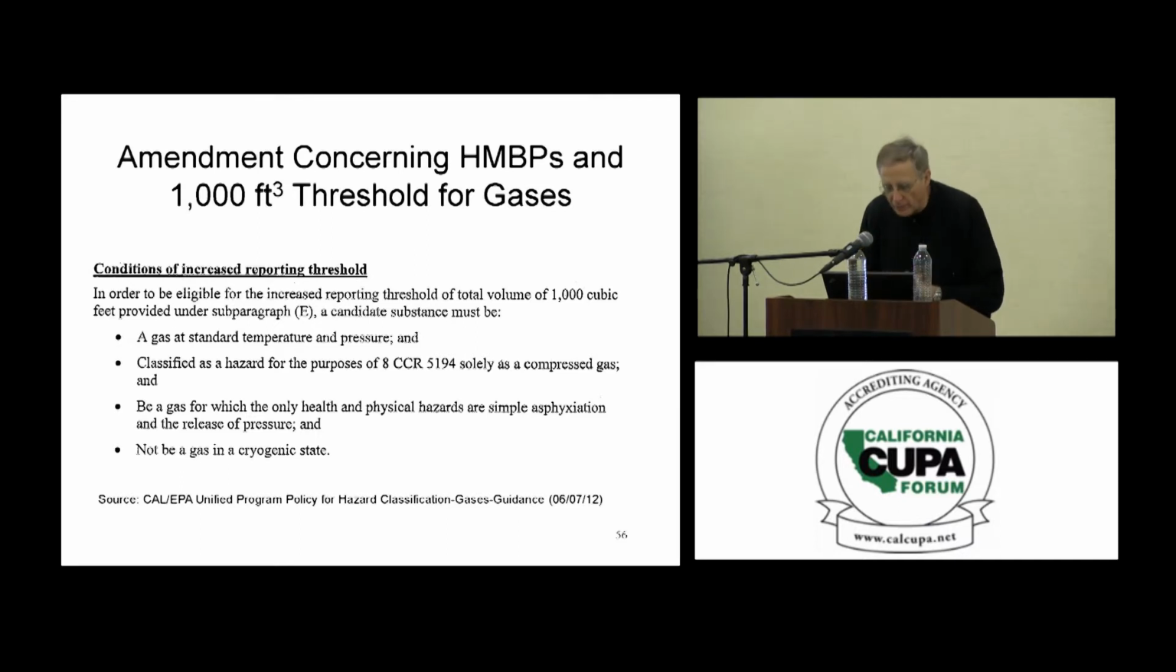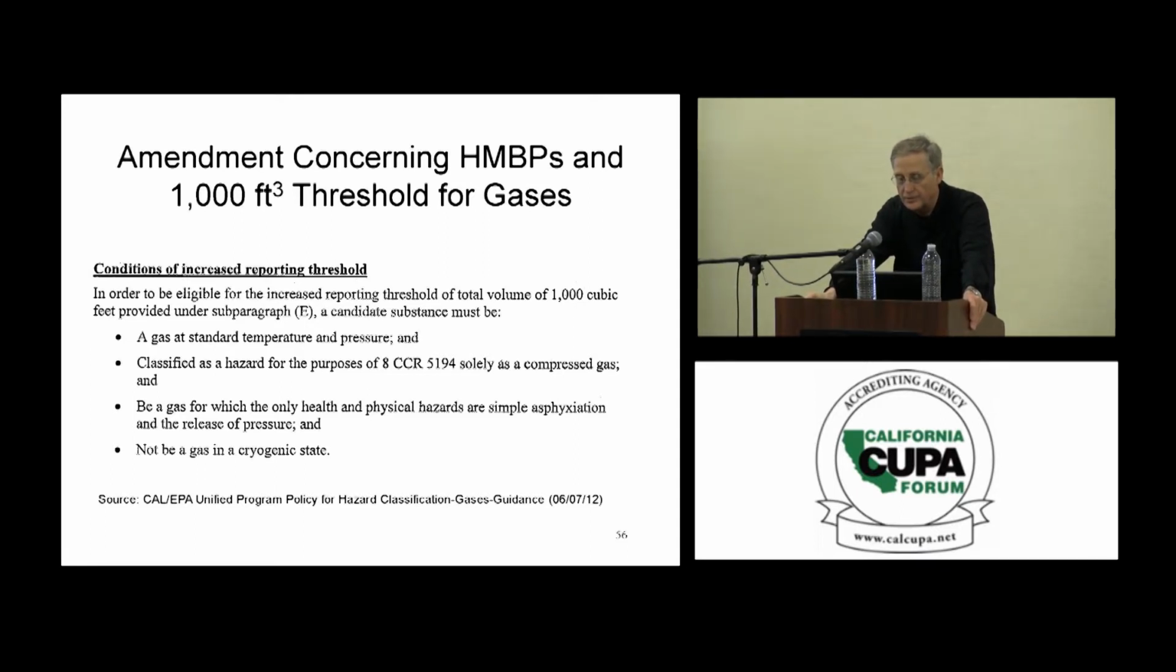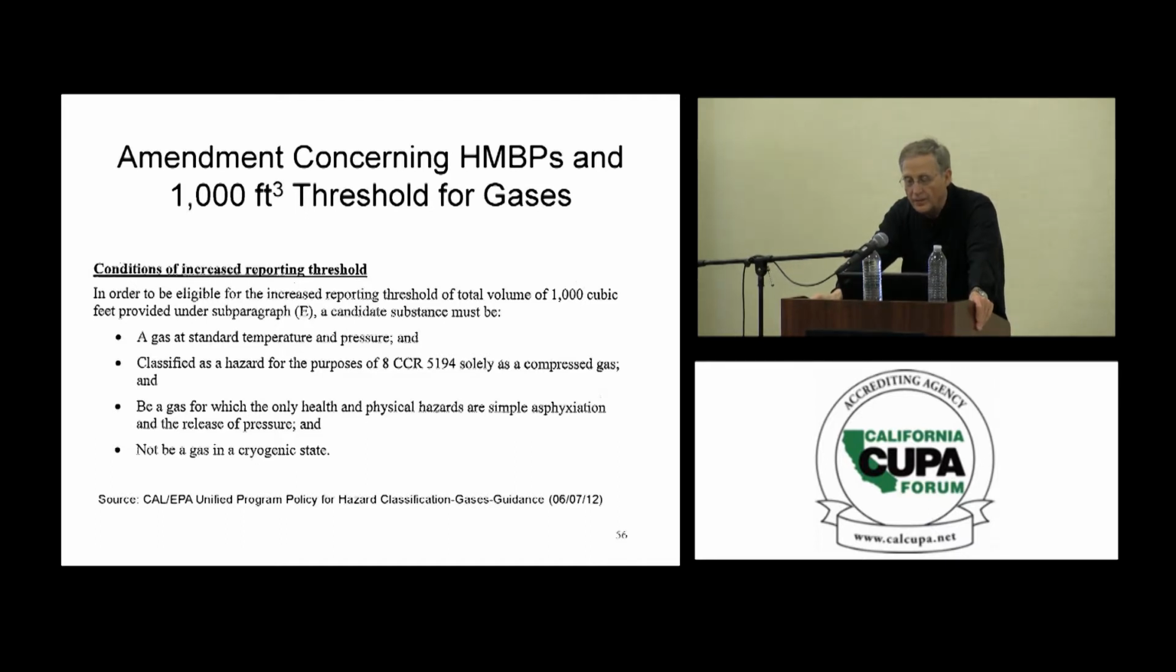If you look at the guidance document that Cal EPA put out in June of 2012, conditions for increased reporting threshold, they have to meet all of these criteria. A gas at standard temperature and pressure: CO2 is a gas at standard temperature and pressure. It's classified as a hazard solely as a compressed gas. Be a gas for which the only health and physical hazards are simple asphyxiation and the release of pressure, and not be a gas in a cryogenic state.